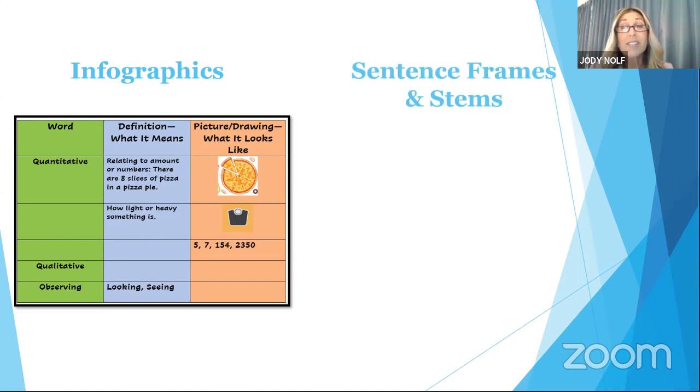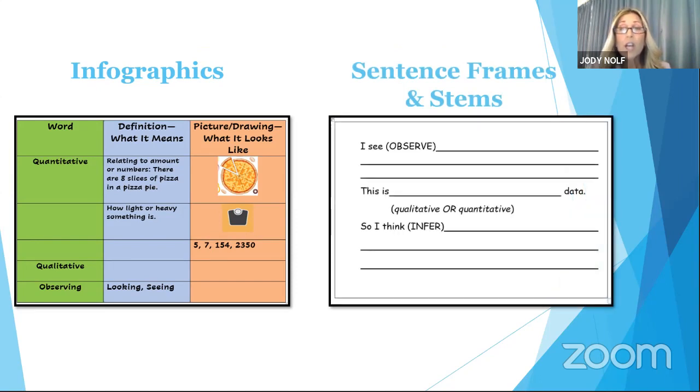Sentence frames and stems. These are my other favorites. So here's one I made, again, using the academic language. I observe, I infer, and I also have, this is qualitative or quantitative data. My beginning speakers, I would probably have them circle. My more proficient speakers, I may not even have those choices down there. They may need to know them by memory or from their science journals. Very easy to scaffold. Again, once these frames are filled in, have your students write out the entire paragraph.